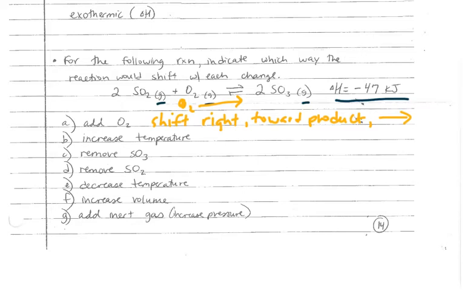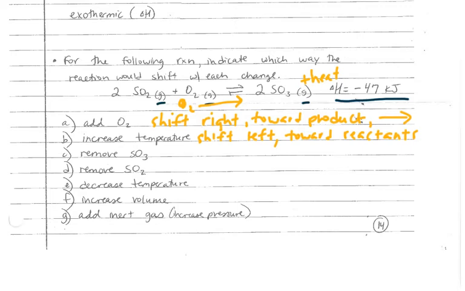If we increase the temperature, this is an exothermic reaction, so we can think of heat as a product. If we increase temperature, that's like adding more heat. If we add heat, it's a product, then we're going to shift it towards the reactants. So in this case, we would shift it left toward reactants.